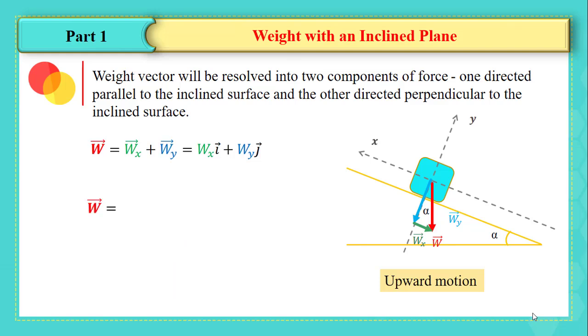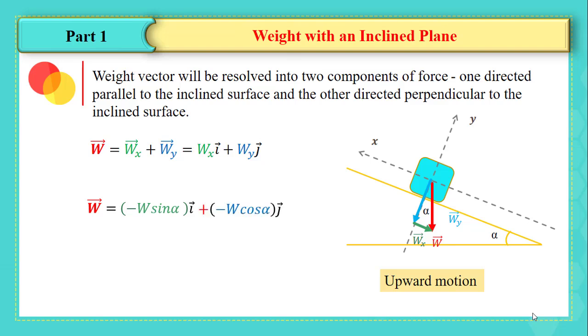Now, alpha is opposite to Wx, and Wx has a direction which is opposite to the x-axis during the upward motion. Therefore, Wx is written as minus W sine alpha i. What about Wy? Wy is opposite to the y-axis and it is adjacent to alpha, then it is written as minus W cosine alpha j.